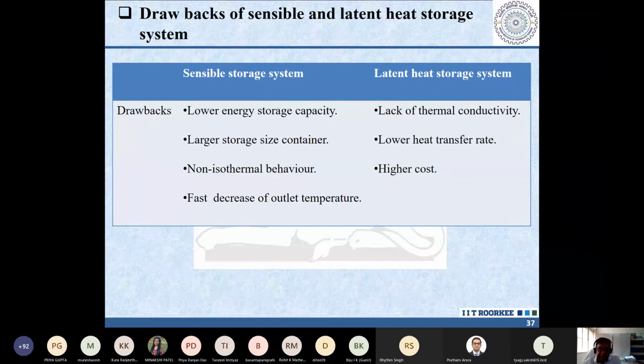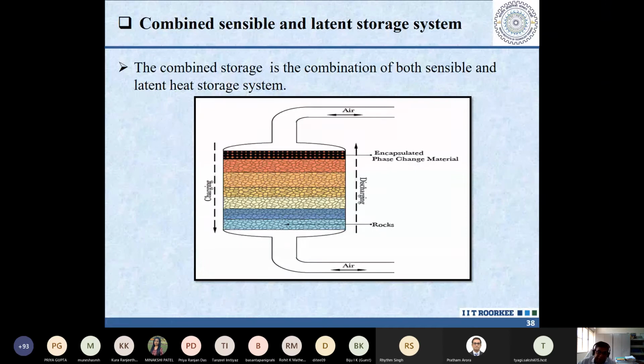Conventionally, sensible storage systems are there, and latent heat storage systems are there. They have some drawbacks. So what we can do nowadays, the work going on is on a combined sensible and latent heat storage system. That means you can develop a system by combining two different storage materials, sensible as well as latent heat storage. So that research is going on.